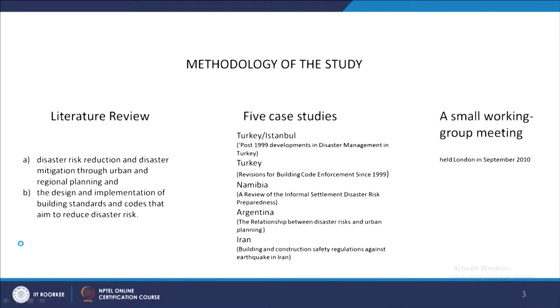Whereas in Namibia, it talks about the review of informal settlements and disaster risk preparedness. And in Argentina, they talk about the relationship between disaster risk and urban planning. And in Iran, they talk about the building and construction safety regulations against earthquakes, because Bam had been affected by a recent earthquake at that time, and that's why they talked about earthquake safety in particular.